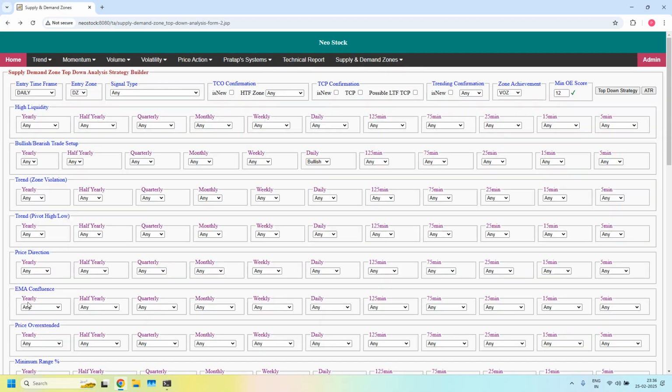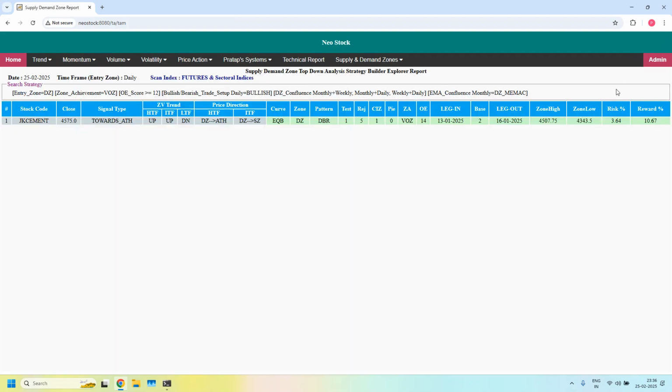Let us verify. In the EMA confluence, monthly time frame, I am setting monthly demand zone having monthly EMA confluence filter. The stock is filtered. So it is just tested. I think maybe today or yesterday it is tested and moving towards the all-time high. So this is about bullish trade setup for monthly income trade.